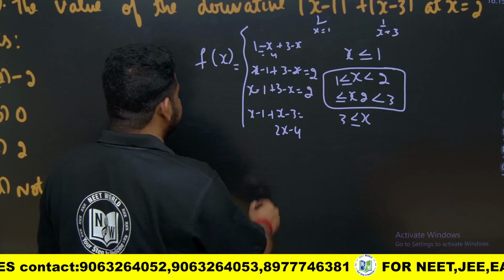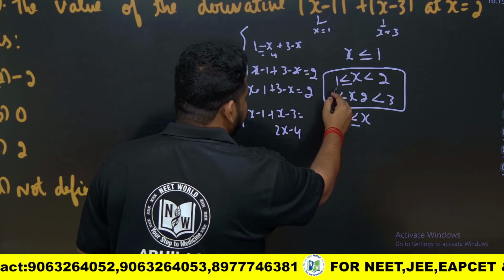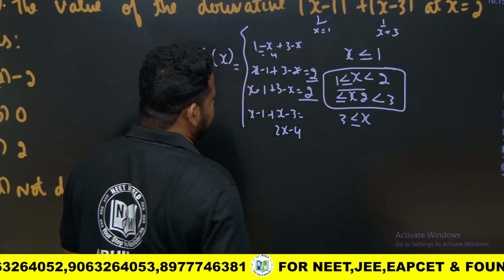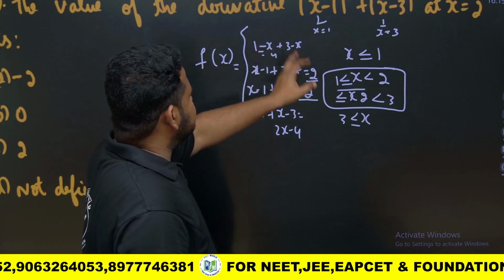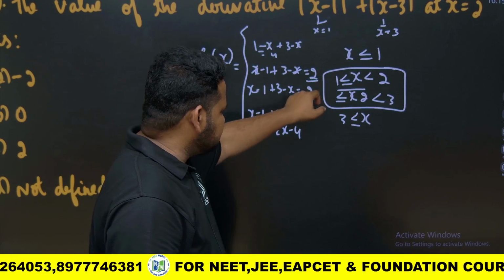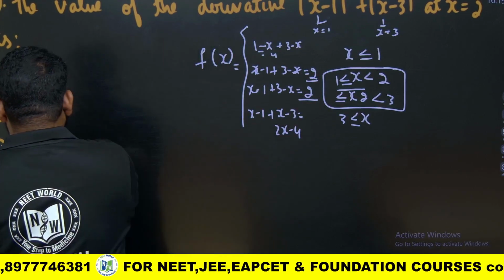So, for this point I am getting 2, for this point I am getting 2. So, the derivative of the function is actually 2. Here I am getting 2 for this point also, and 2 for this point also. The answer is 2, that is option C.